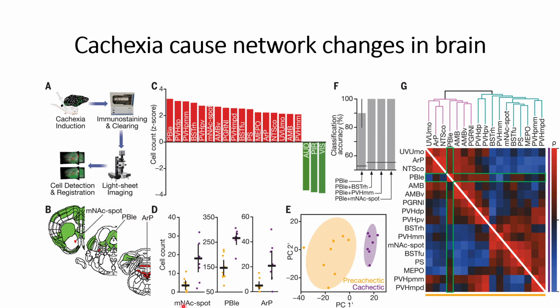Now, among this PBIE, MNAC and ARP, which one will cause the highest disruptions or network changes in the brain? For that they did these studies with different combinations, that is PBIE alone, PBIE plus BRTS, PBIE plus PBHM and PBIE plus MNT spots, and they are able to see that the highest disruptions are usually caused by this PBIE, which is more sensitive to the network changes in the brain.